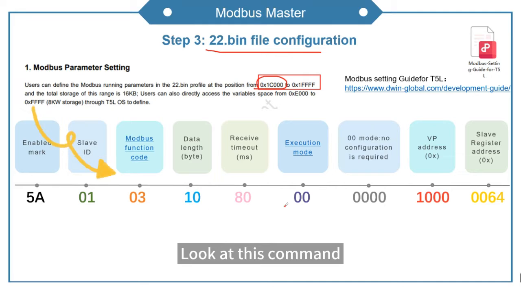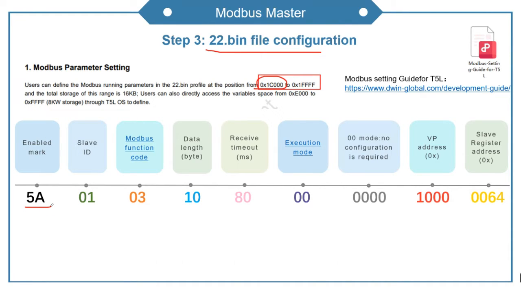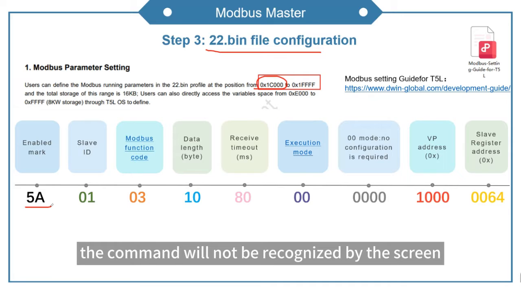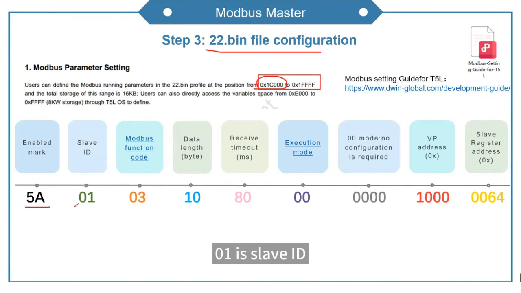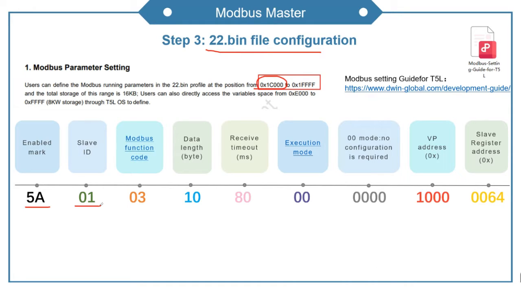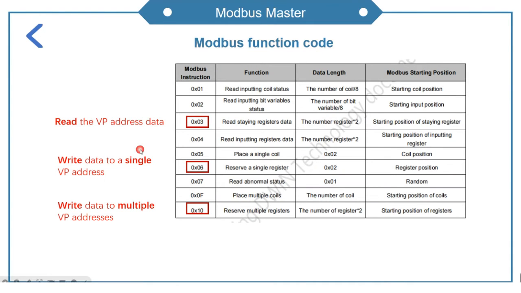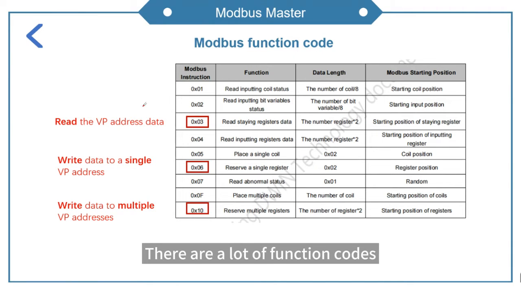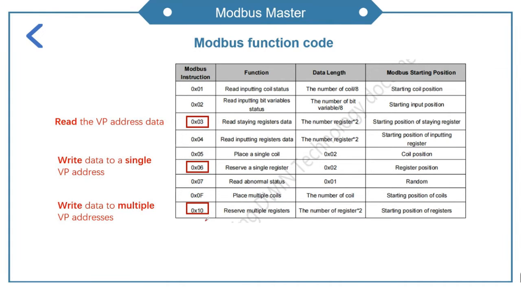Look at this command. 5A is the command start flag. If it is any other value, the command will not be recognized by the screen, resulting in an invalid command. 01 is slave ID. We usually set the slave ID to 01. 03 is Modbus function code. There are a lot of function codes, we mainly use 03, 06, 10.